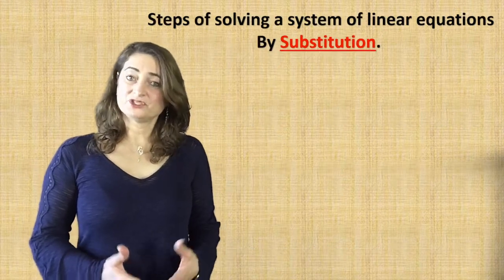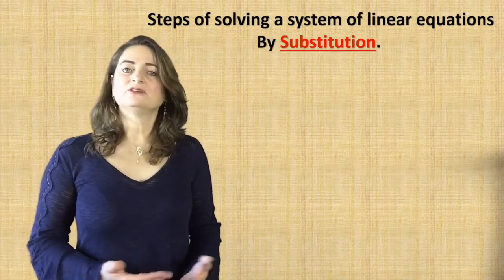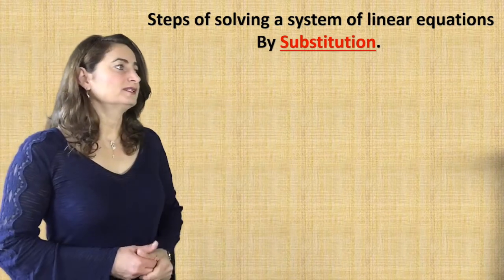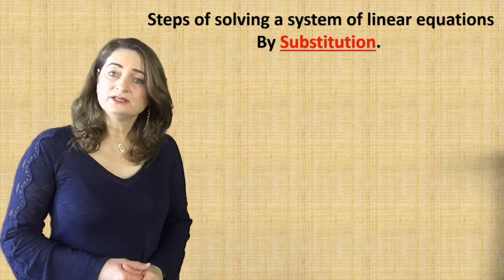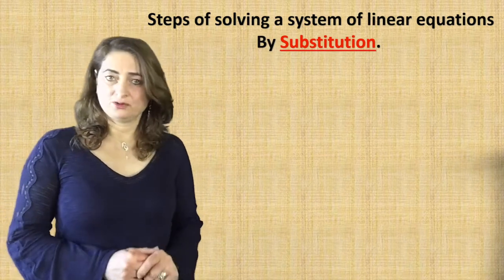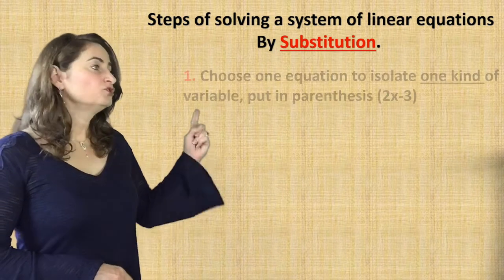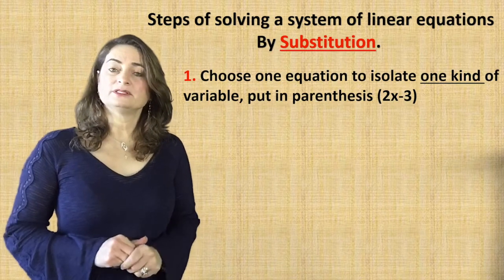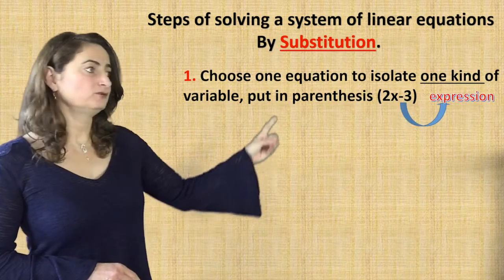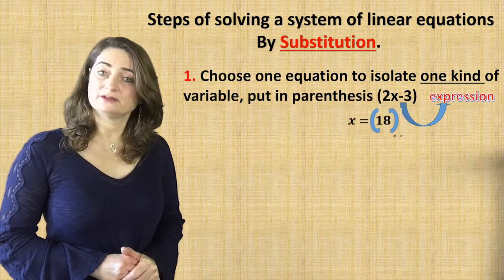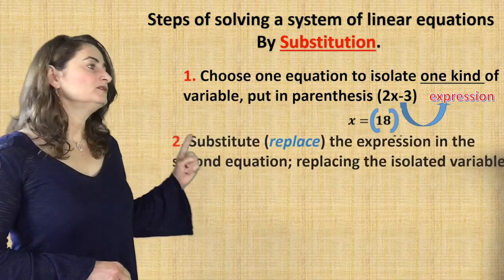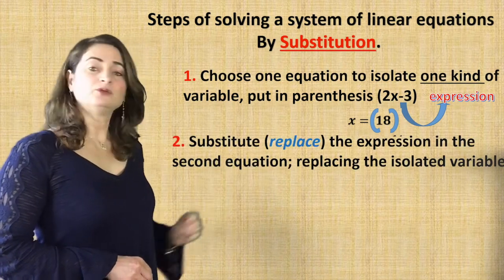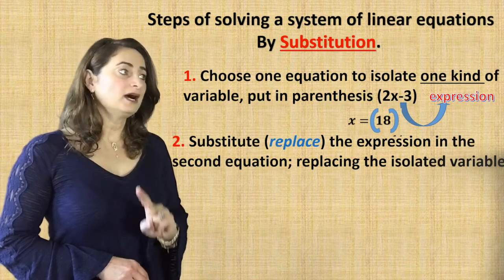Equations get harder to solve because they don't always give you the value of the variable as a number. So what do we do? I will show you the steps of solving a system of linear equations by substitution that work for any equation. Step number 1: choose one equation to isolate one kind of variable. Put the answer in parentheses and name it expression. Just like we did with x equals 18, we put 18 in parentheses. Step number 2 is to substitute, which means replace the isolated variable in the second equation with the expression.